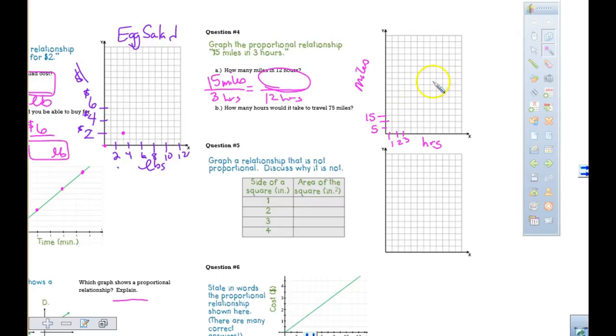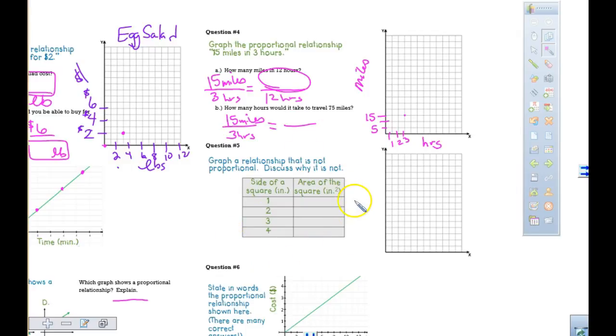You're going to graph all of these, okay? So you're going to graph 15 miles in 3 hours, so you go to 3, and you're going to put a point at 15, right? After you find this one for 12 hours, you're going to put a point. And then this one for 75, you're going to look at that point. But again, set it up, 15 miles per 3 hours, and put it equal.